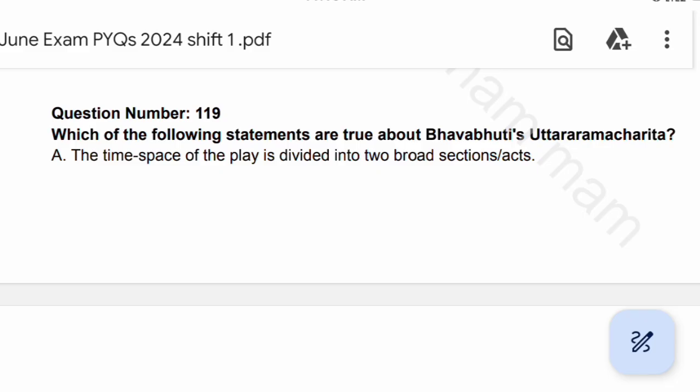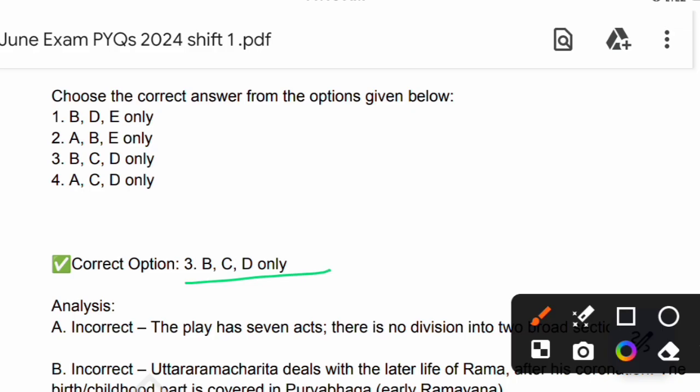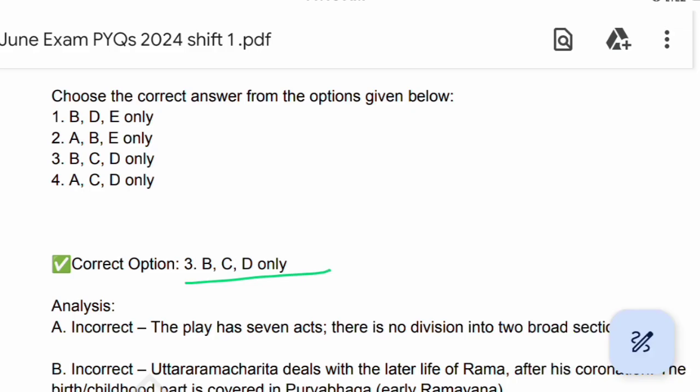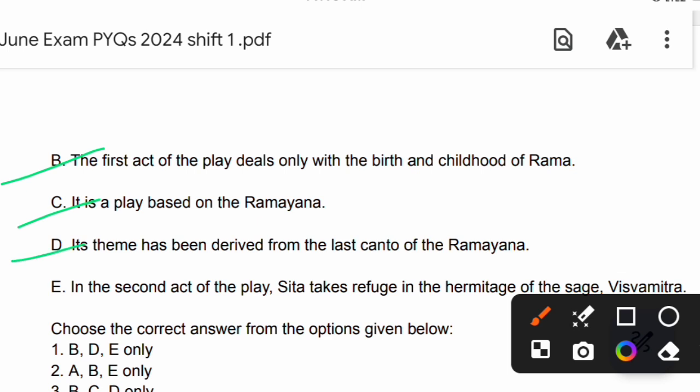The correct answer of this question is option 3, B, C and D only. That means the first act of the play deals only with the birth and childhood of Rama. Second, it is a play based on the Ramayana. And D, its theme has been derived from the last canto of the Ramayana.